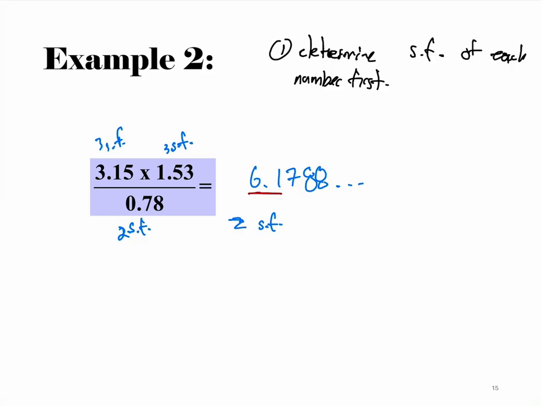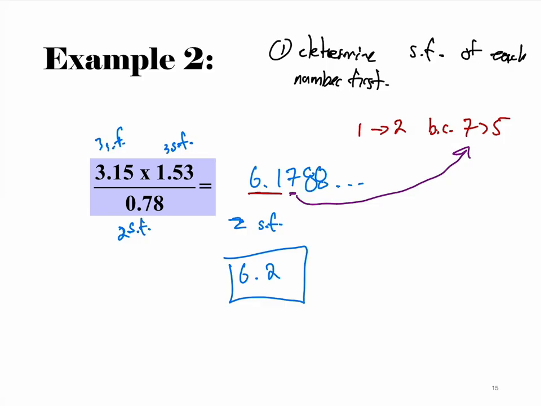So do I just take 6.1 here? We have to round up, right? Because we're getting rid of digits, so we have to round in that case. And we round 1 to 2 because 7 is greater than 5, right? This digit 7 right here is greater than 5. So we round 1 to 2. So our final answer will be 6.2, and then whatever the units are if this was an actual physical problem. Any questions on that?